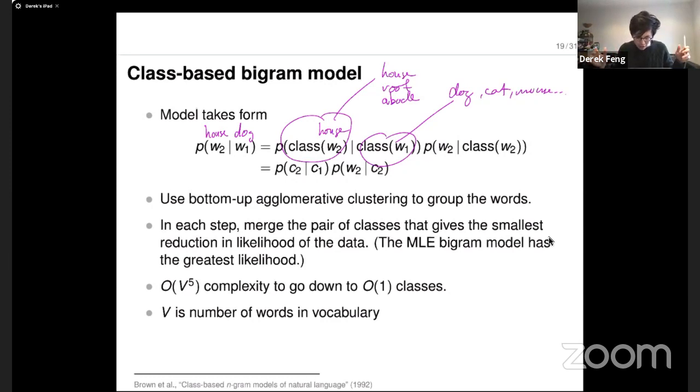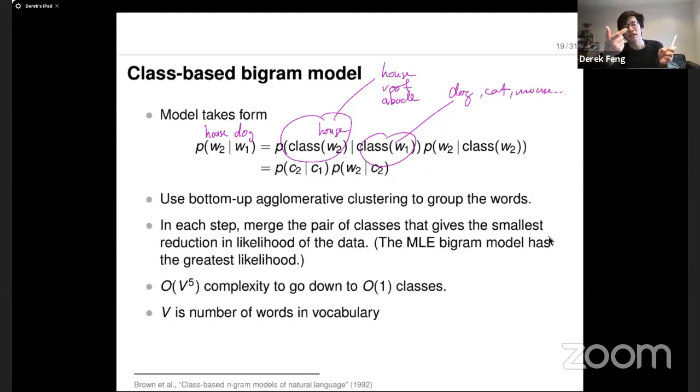But let me describe how you're going to actually do this clustering. The cute thing to do is you start with every single word in its own class. That's the extreme case. If every single word is its own class, then that would basically reproduce your normal frequency model.